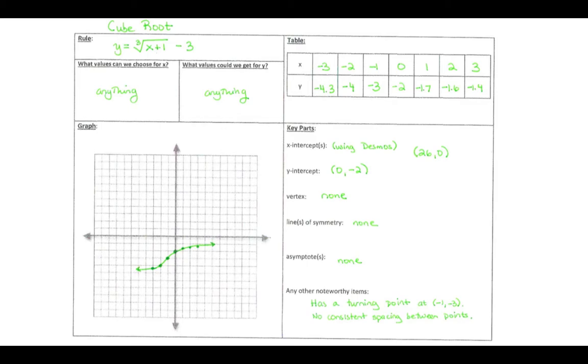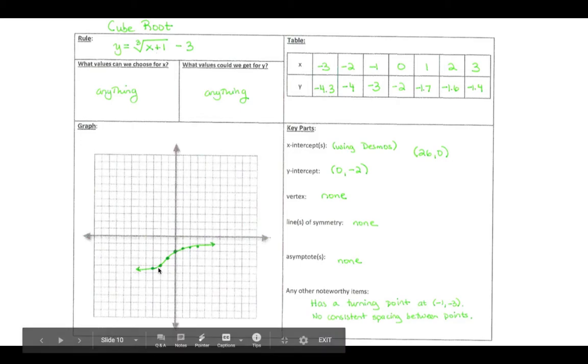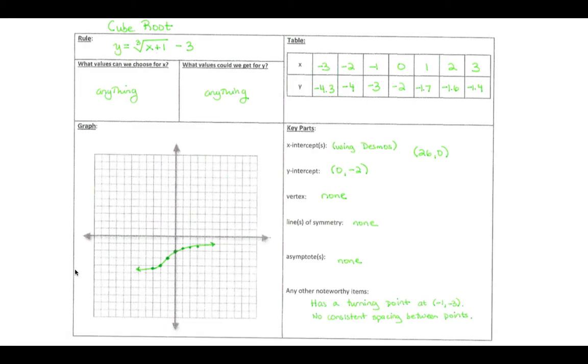The y-intercept was at (0, -2). There is no vertex because there is no place where it's changing direction. There are no lines of symmetry or asymptotes either. Might seem like it's got an asymptote, but we do know it eventually crosses the axis, so it is sort of heading in this upward direction, and that means that this left side's doing the same thing. It will eventually get down to where y is -50 or something like that.